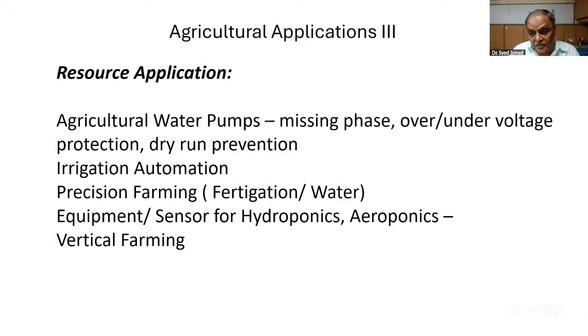Resource application. In agriculture, we know we have all the resources, for example the input resources: water, fertilizer, seeds, how to do that. In water, pumps are very popular. And I already told you our efficiency is very low. Right now it is around 25% only, whereas other countries have up to 60-70% efficiency.